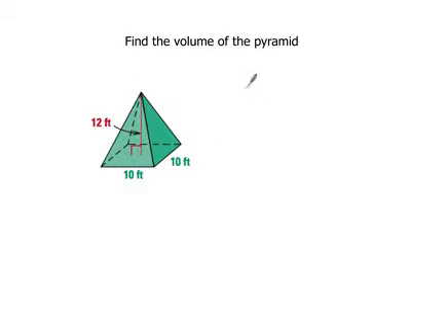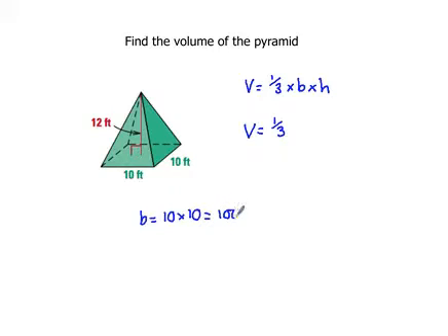To work out the volume of a pyramid, we're going to use the formula that the volume is always a third of base times by the height. So a third multiplied by the base times by the height, or base times height over 3. Same thing. So first of all we need to work out the area of the base. Well, the area of the base separately will be 10 times 10.